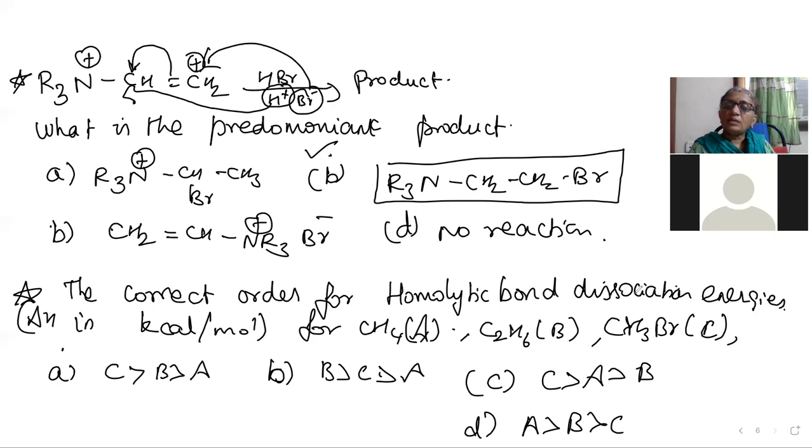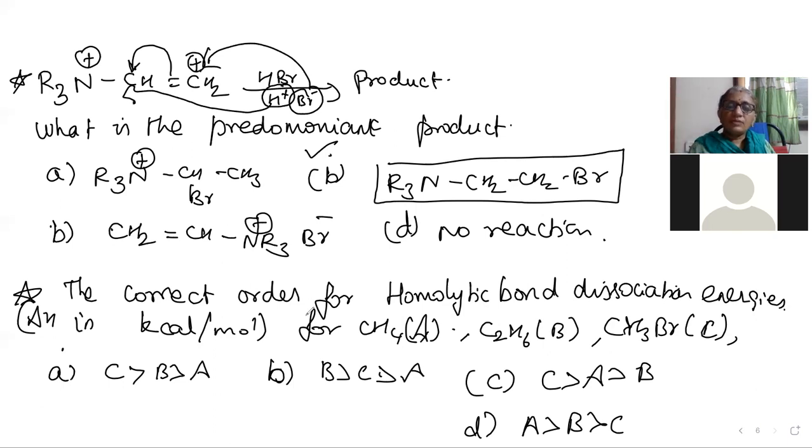And what about this? Correct order of homolytic bond dissociation energy. Homolytic bond cleavage means equal distribution of electrons between the bonded atoms. When is it more possible? When there is less electronegativity difference between the bonded atoms. Then homolytic cleavage is more favored. And the number of bonds around the particular atom undergoing homolytic cleavage should also be less.